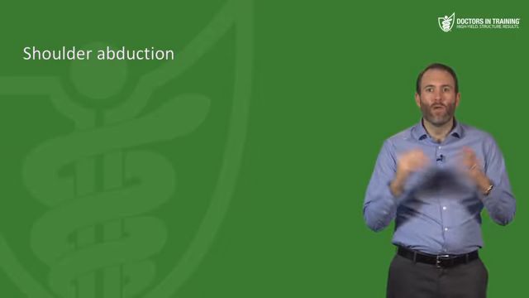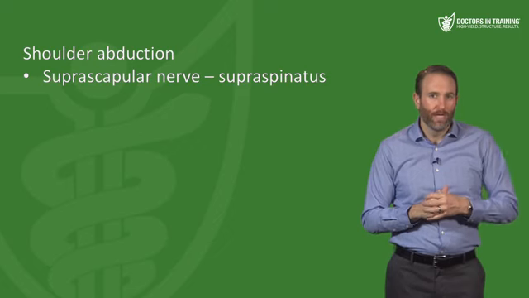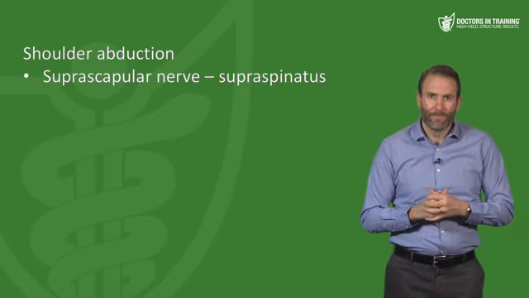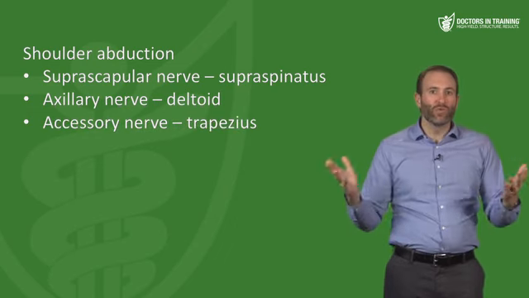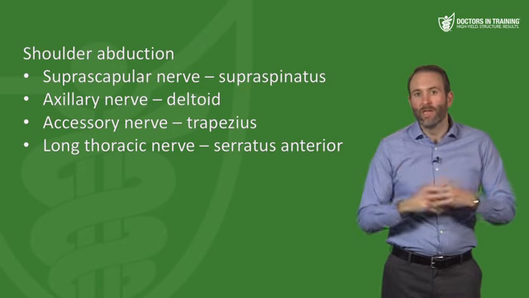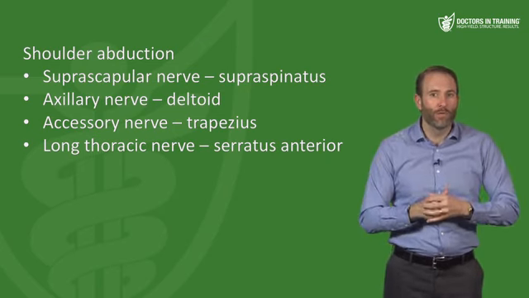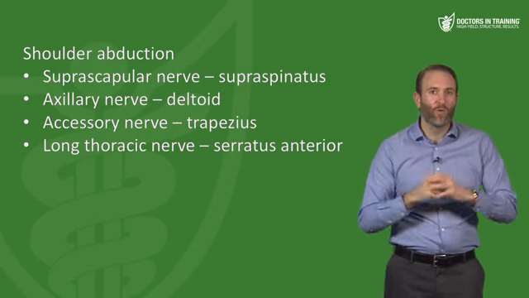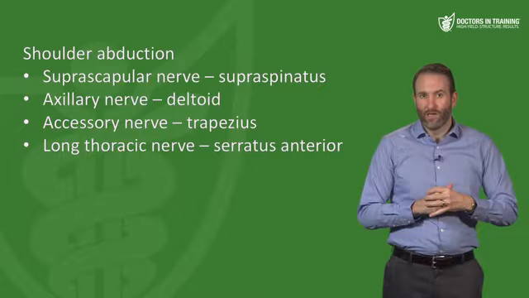So let's take it one more step and review the nerves involved. The suprascapular nerve innervates the supraspinatus, the axillary nerve innervates the deltoid, the accessory nerve innervates the trapezius. And then finally, that long thoracic nerve is going to innervate the serratus anterior. So if a patient has shoulder abduction problems, look precisely where they have the weakness. Is it with initiating, before 90 degrees, or after 90 degrees?